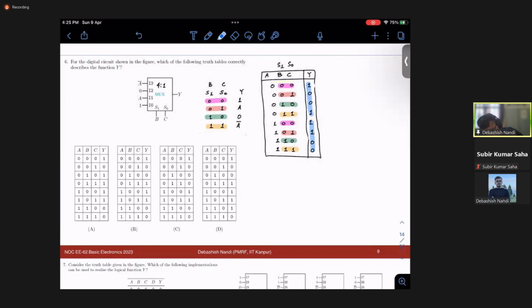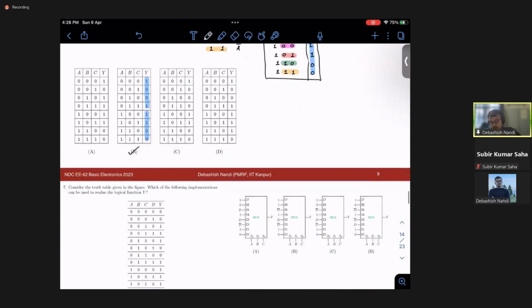So 1 0 0 1, and this 1 1 0 0. Yeah, 1 0 0 1 1 1 0 0. Okay, so your B is the right option. This is pretty simple. So this is the way to go about it. You just need to be correct about what is your select input high and low, right? See, this is the MSB, this is the LSB. This thing you need to get straight.